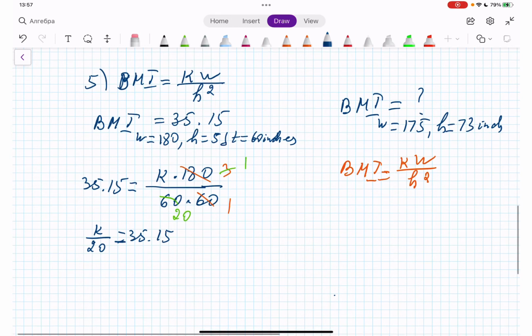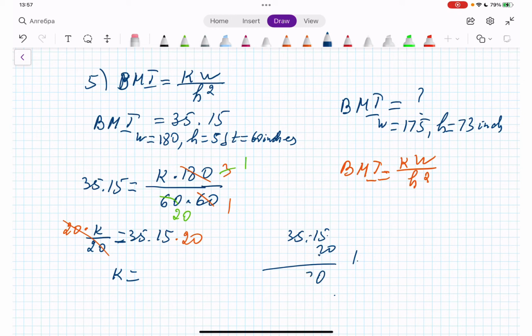So we need to find K. To find K, we need to get rid of 20 because we divide by 20. We have to do the opposite operation, which is multiply. And since we multiply on one side, we multiply on the other side. This is gone. And K is equal to 3515 times 20. Okay, 3515 times 20. 2 times 5 is 10, 1 in mind, 2 and 1 is 3. 2 times 5 is 10, 1 in mind, 2 times 3 is 6, and 1, 7. 7,030, and this 0 adding here.